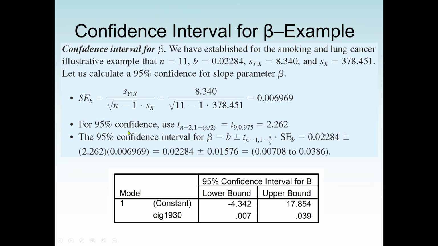So for 95% confidence, t with n minus 2 equals 9 degrees of freedom and 0.975 gives me 2.262. The 95% confidence interval for beta is b plus or minus t with n minus 2 degrees of freedom at 1 minus alpha over 2, times s_b. And that will give us our value.